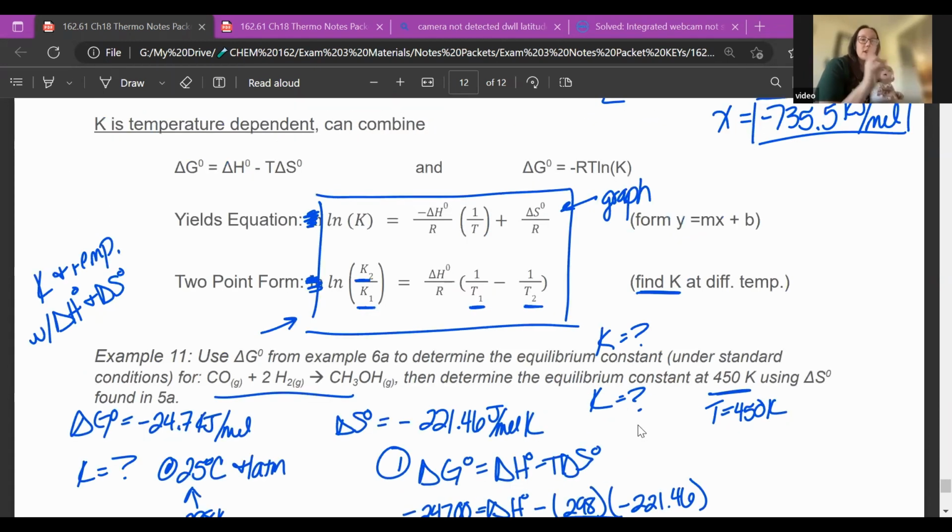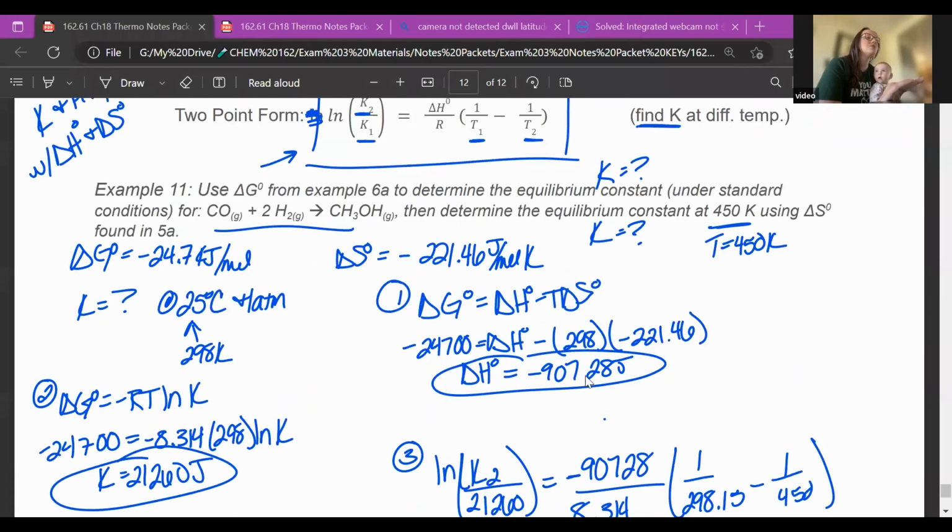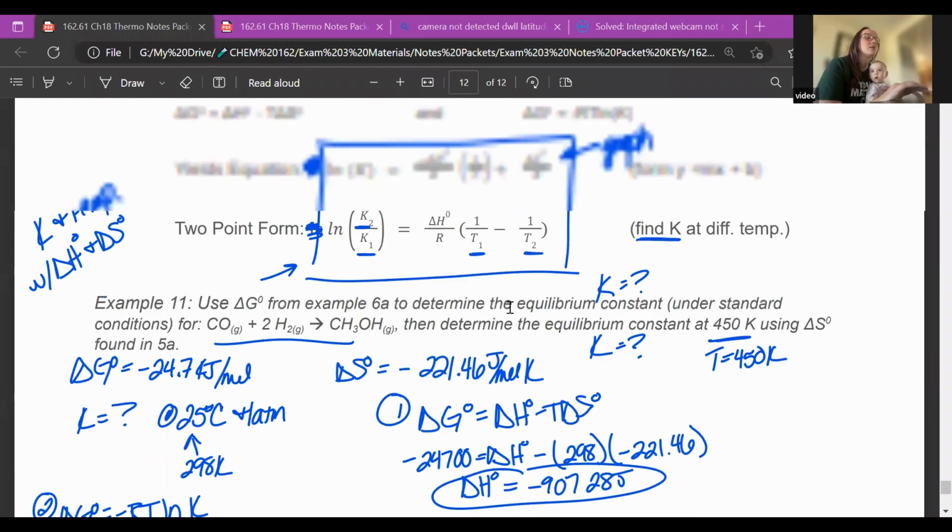So the only equation that has 2 K values in it is this equation here. So we do have to do 2 Ks, which means I need delta H in order to do this equation. I found delta H via that, and I made sure everything was in joules. I converted this one to joules, and I got delta H is negative 20728 joules. Okay, I have delta H, but I also need one of the K values.